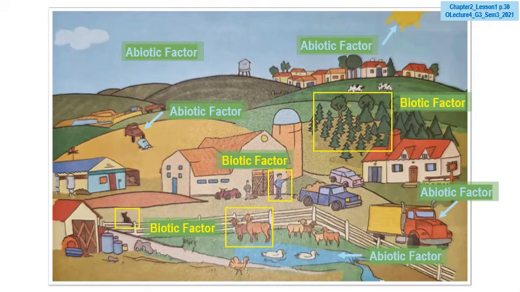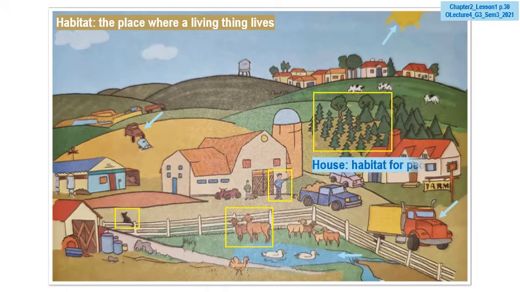Animals and plants need a place to live in. That's what we call a habitat. The habitat of a plant or an animal is the place where it lives, such as a home or a shelter. In this farm, for example, we have the house, which is the habitat for the people.